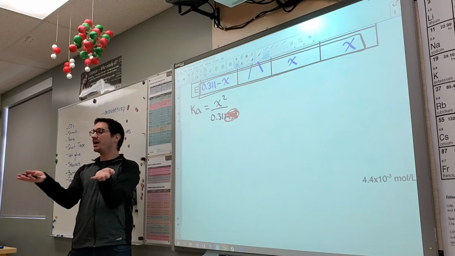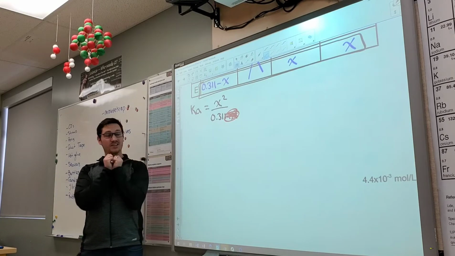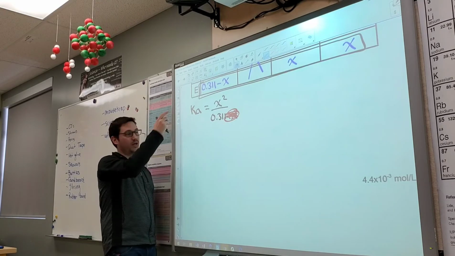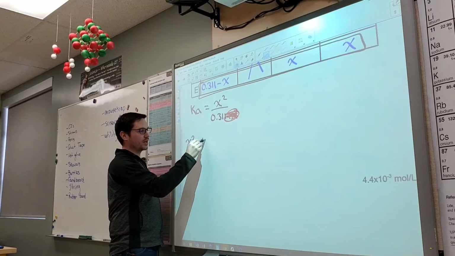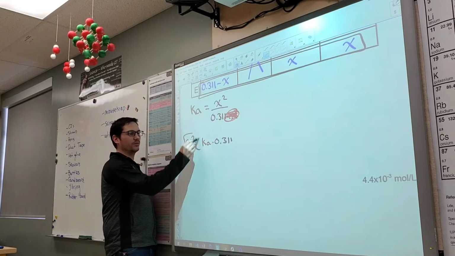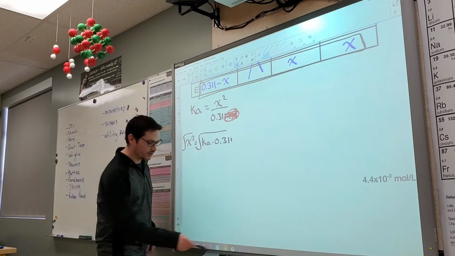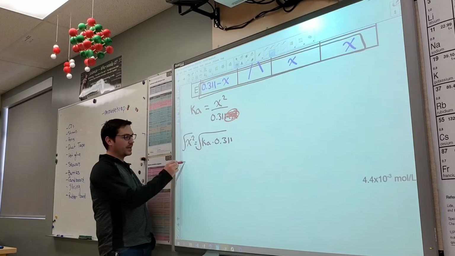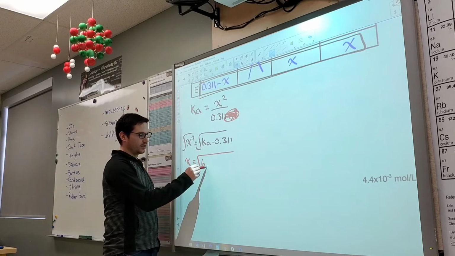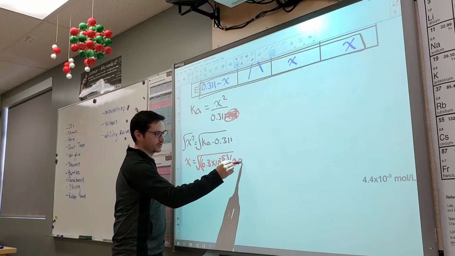How do I get x by itself? In here, if you had this, how would I get x by itself? Multiply by 0.311, right? So x squared is going to be Ka times 0.311. And then I'll just square root both sides. That's super easy. That's way easier than any other approach. So we're going to get x is equal to the square root of the Ka, 6.3 times 10 to the negative 5, times our original concentration.